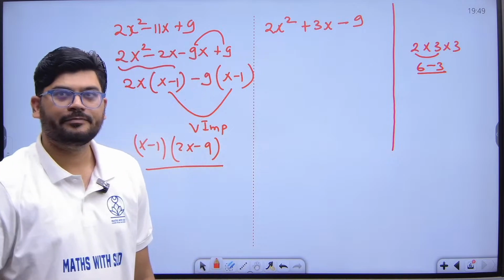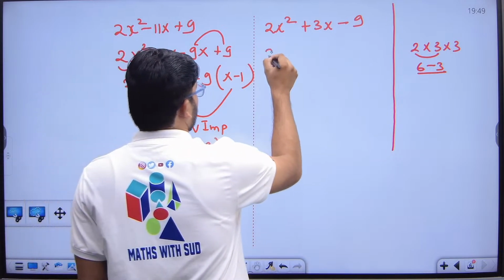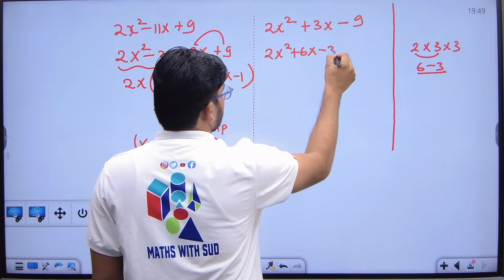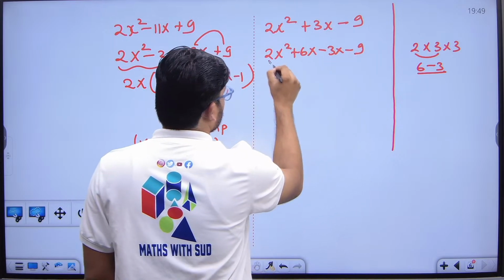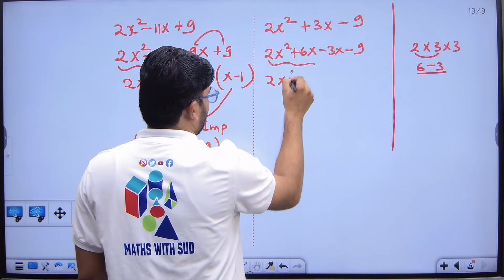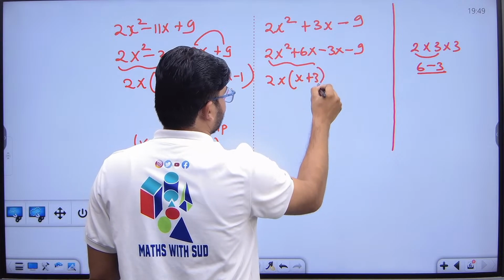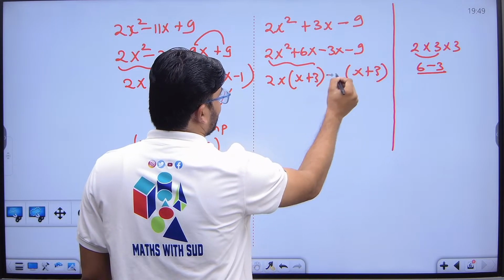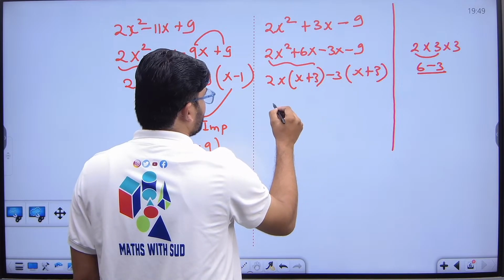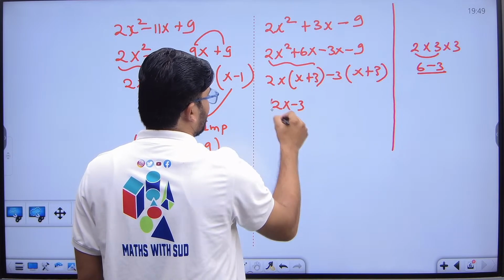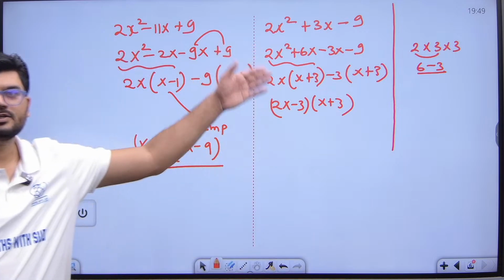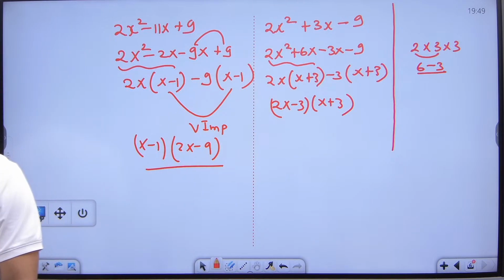Are you getting it? Yes. So you will write 2x square plus 6x minus 3x minus 9. You take common from here, you will get x plus 3. Here you will write x plus 3 first and then you will see what I should take common. So minus 3. So the answer is going to be 2x minus 3 into x plus 3. Understood? Yes. Write it down.